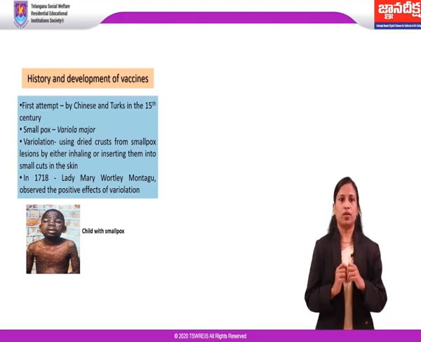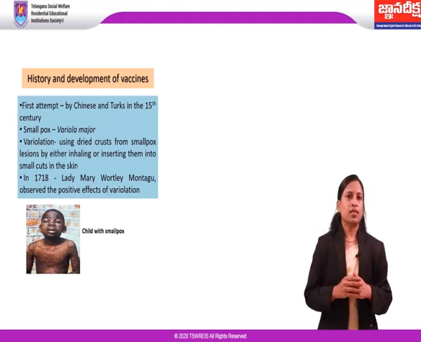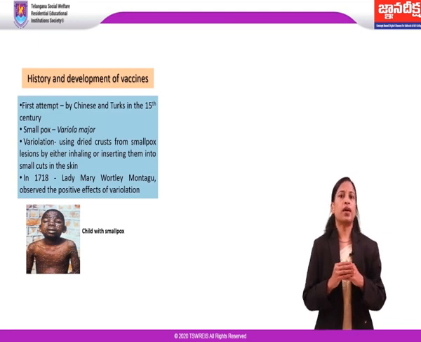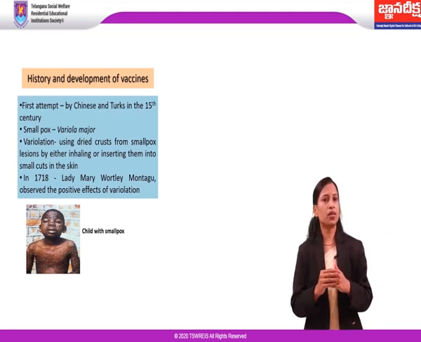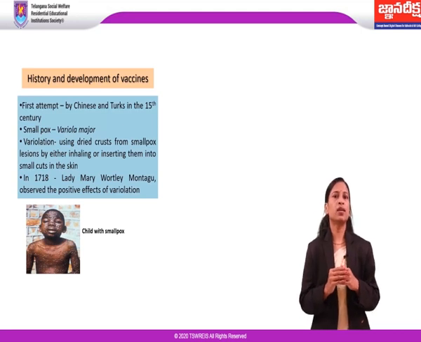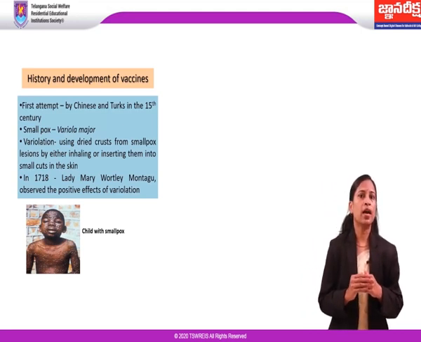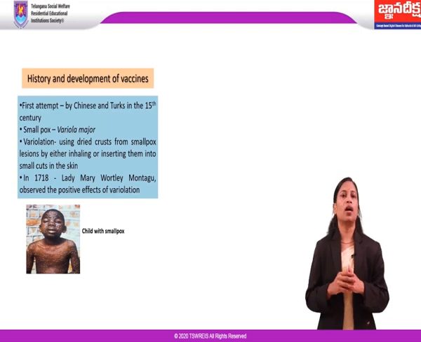a technique called variolation. In the year 1718, the positive effects of variolation were observed by Lady Mary Montague, the wife of the British ambassador, and she performed this technique on her own children.